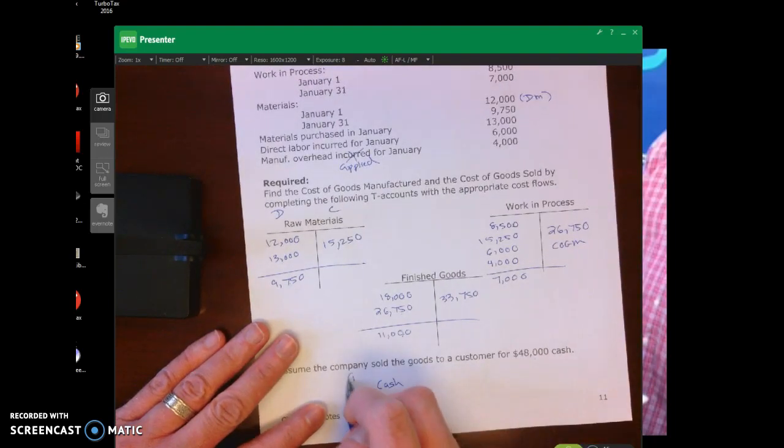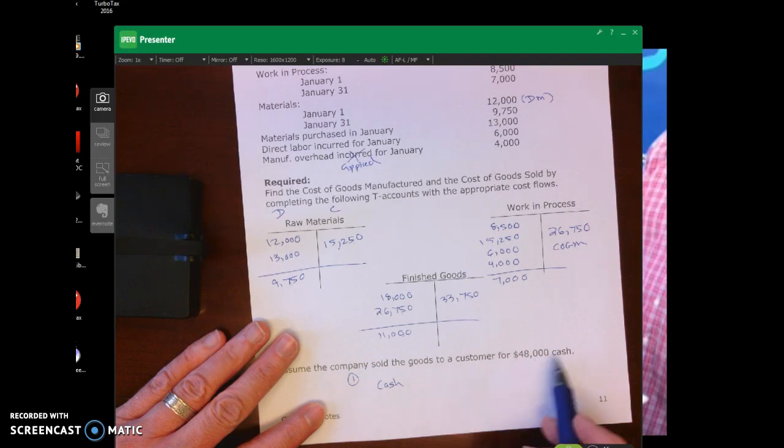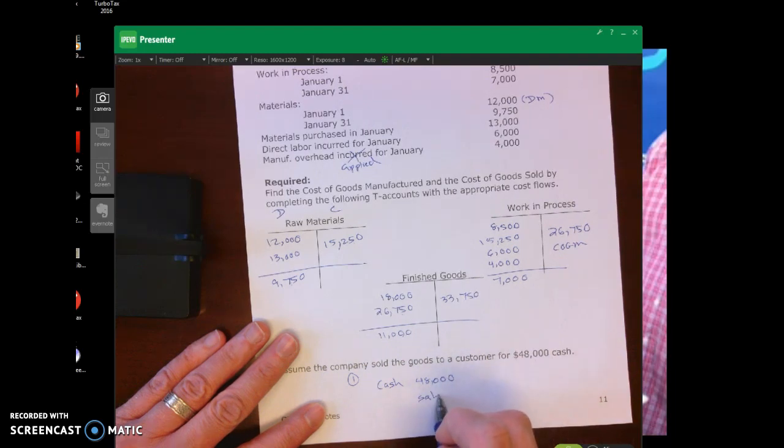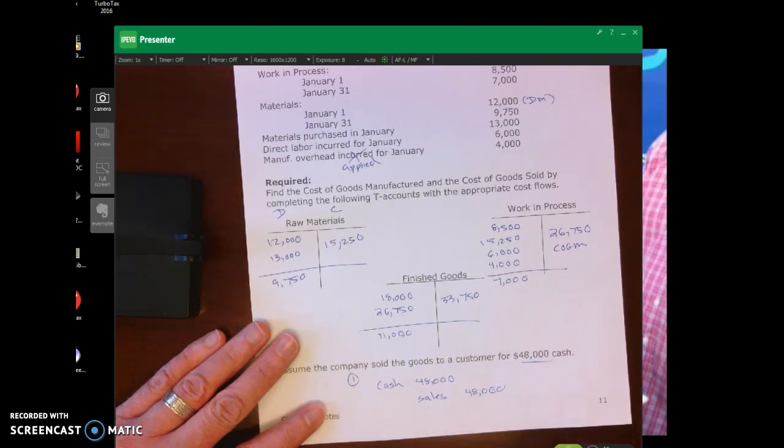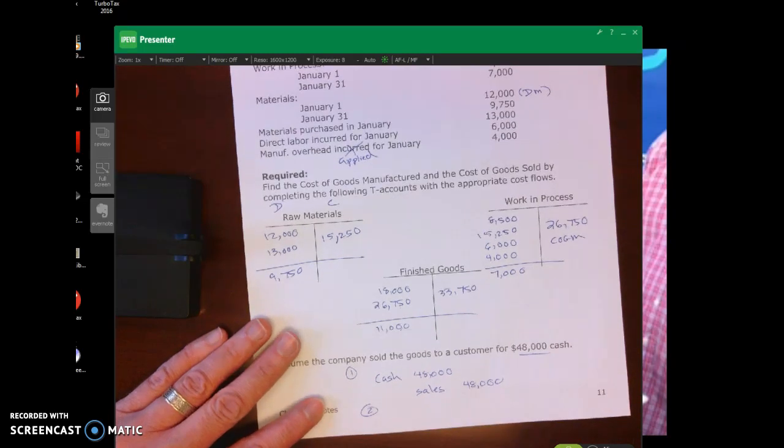And then I have to do two journal entries, one to recognize the sale, which I'm doing now, for $48,000, and then I'm going to credit sales for $48,000. This is the price that I sold it for. Okay? That's the first journal entry to recognize the sale.